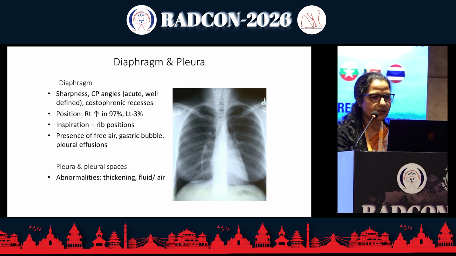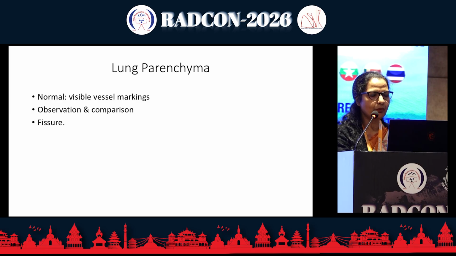Then look for any pathology obscuring the diaphragmatic outlines, like pleural effusions, assessing the pleural spaces. Sometimes there may be thickening of the pleura, fluid, air and pleural calcifications in case of pathology. Whatever is visible in the lung parenchyma is because of the visible vessel markings. We have to always observe the lung fields from the apices downwards, and we should always compare both sides at the same time. Sometimes in the frontal view, we may see the minor fissure.